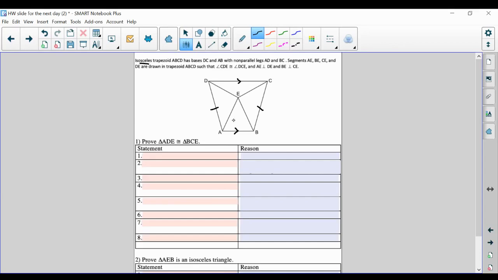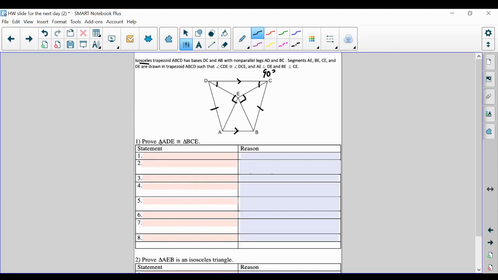Now we're going to label angle CDE. This angle here is congruent with angle DCE. So these two angles are congruent. And AE is perpendicular to DE. So perpendicular makes what degree angle? Right, a 90-degree angle. AE is perpendicular with DE, so 90-degree angle. Last one here says BE is perpendicular with CE, so it makes a 90-degree angle.